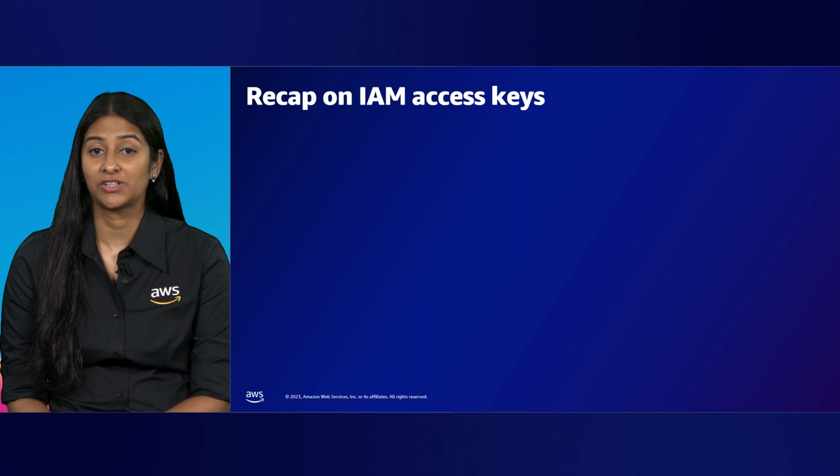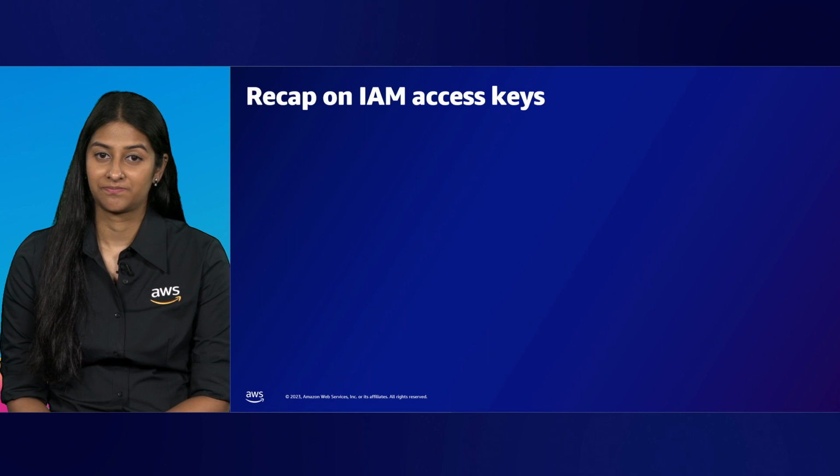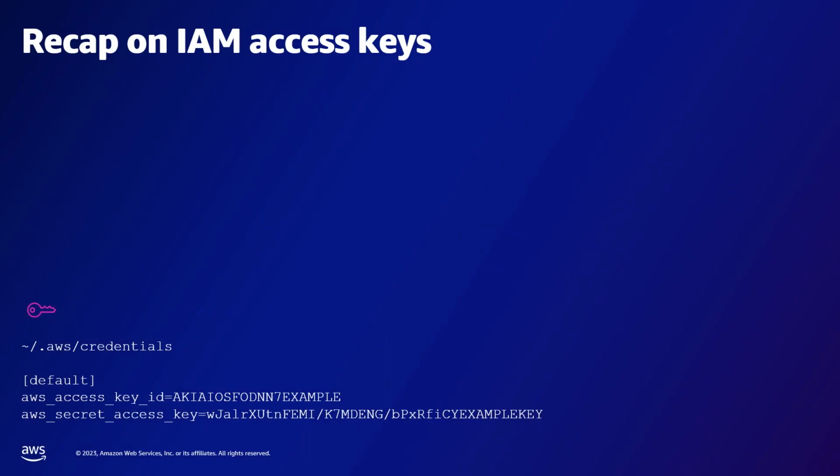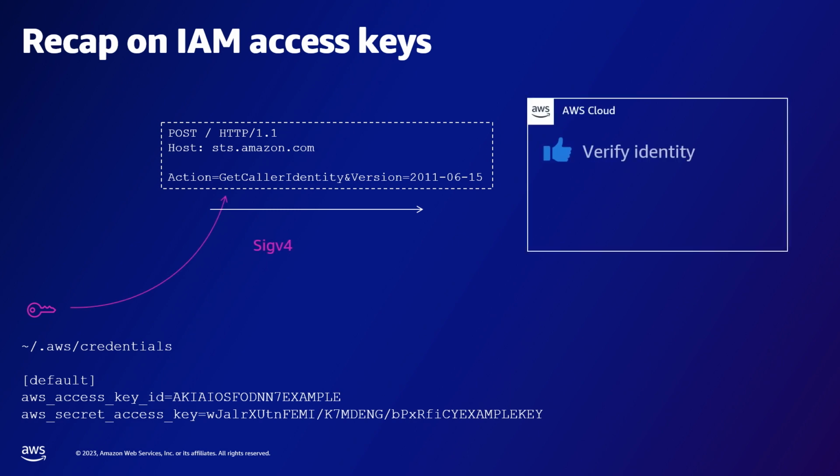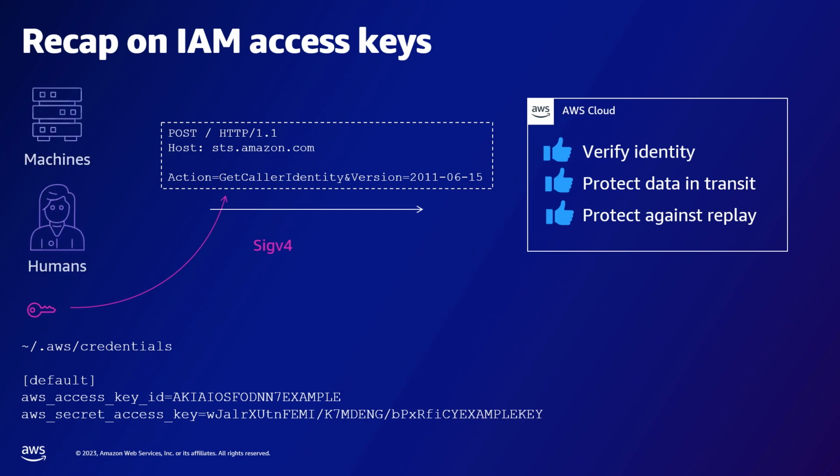IAM Access Keys are long-term credentials for an IAM user or the AWS account root user. They are made up of an access key ID and secret access key. You can usually find them in your AWS credentials file. They're used to sign requests made to AWS Service APIs, and signing these requests allows us to verify the identity of the requester, protect data in transit, and protect against replay attacks. They can either be used by humans or machines, and each IAM user can have up to 2 access keys, and the best practice states that the access keys are rotated every 90 days.